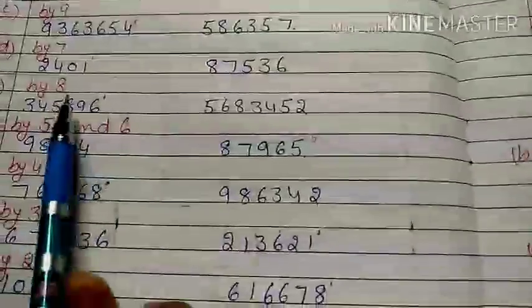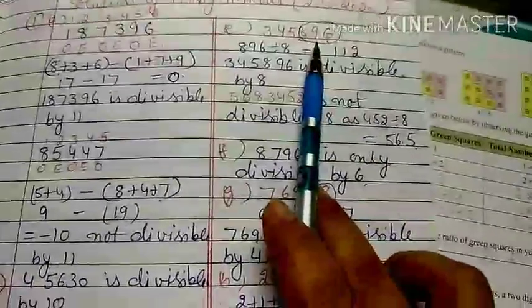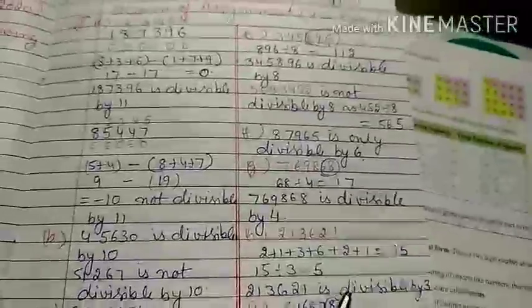Now the divisibility test of 8. If you check the divisibility test for 8, you check only the last 3 digits. If the last 3 digits are divisible by 8, that means that number is divisible by 8.